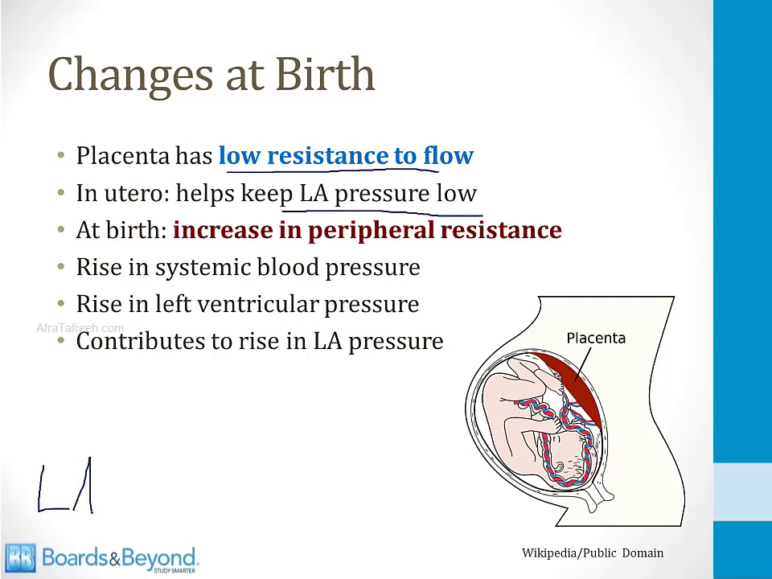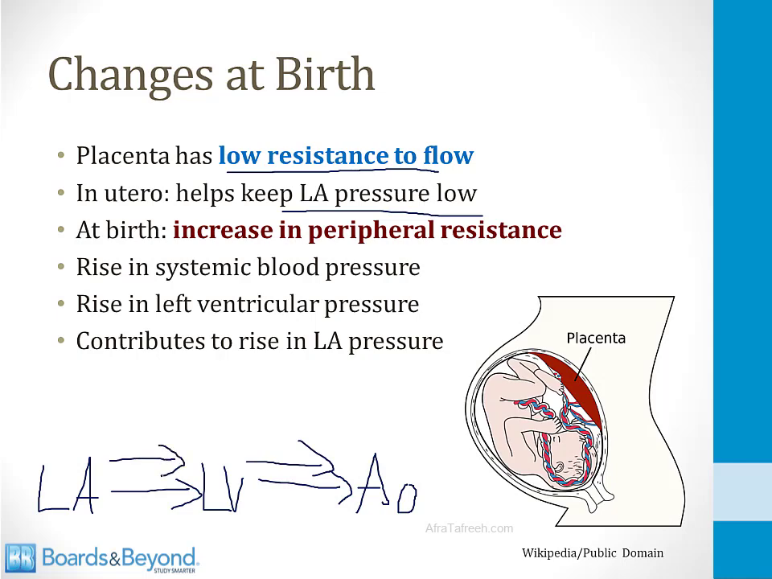Remember that the left atrium pumps blood into the left ventricle, and in utero, the left ventricle has a very easy time moving blood into the aorta. That's because the aorta is connected to the placenta, which is a very low resistance structure. So it's easy for blood to move from the left ventricle to the aorta, and therefore it's easy for blood to move from the left atrium to the left ventricle, and this helps to keep the left atrial pressure low in the baby in the womb.